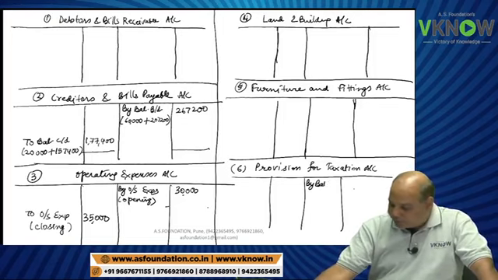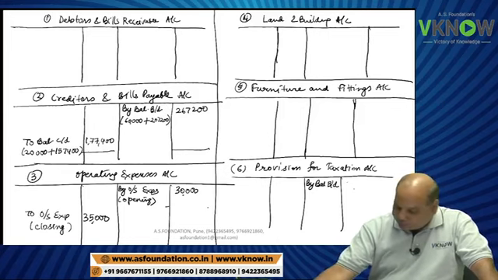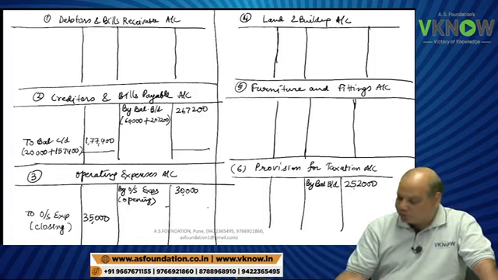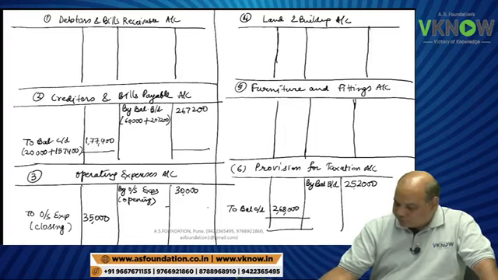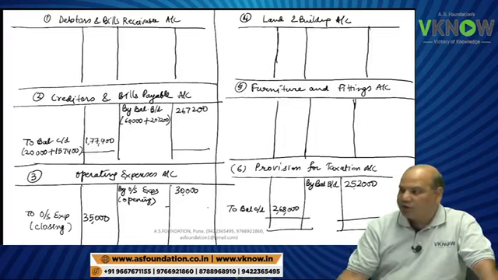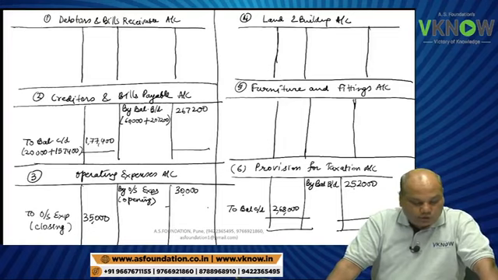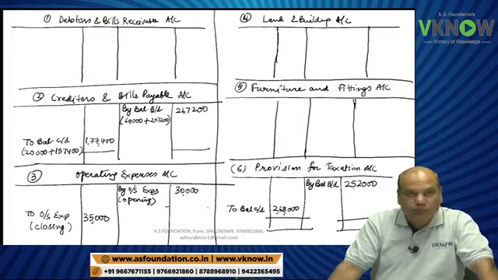By balance brought down, provision for income tax, working note 6, credit side 2,52,000, and to balance carried down 2,68,000. 2,68,000 is right.